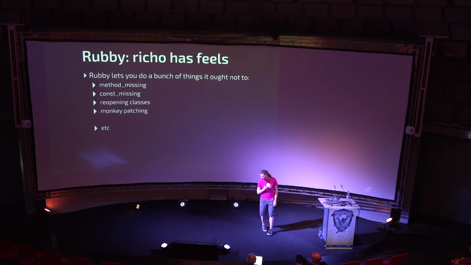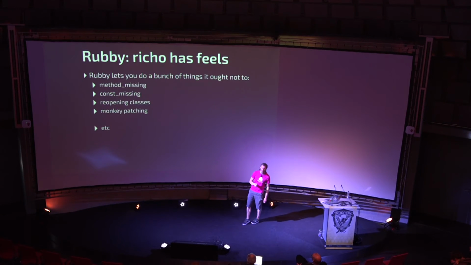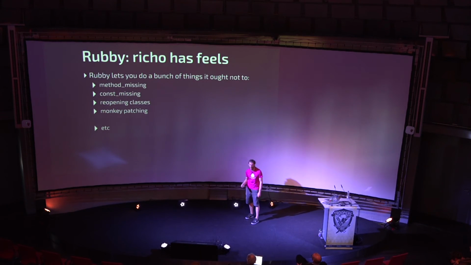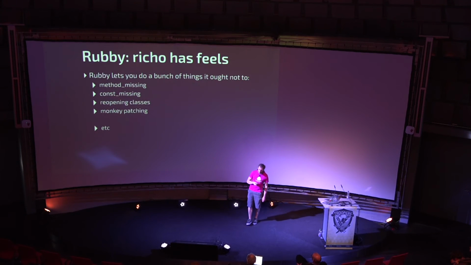I have complicated feelings about some of the things that Ruby lets you do. I think it leads to dangerous, fragile code that's difficult to understand if you're a developer coming into the project late. You can use method_missing to say, if you try to call a method and it doesn't exist, just call this method and tell me about it. Same thing with const_missing for accessing constants that don't exist. You can also reopen classes and do things to them.